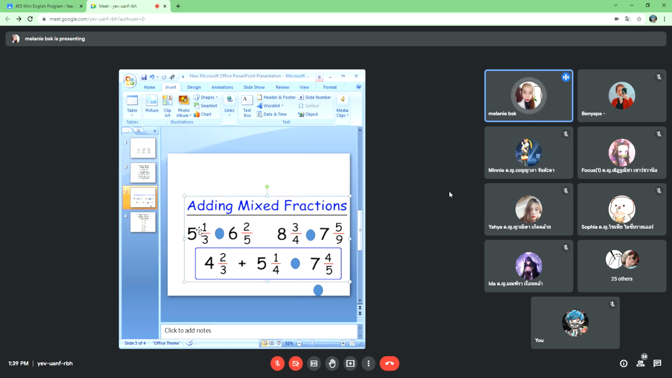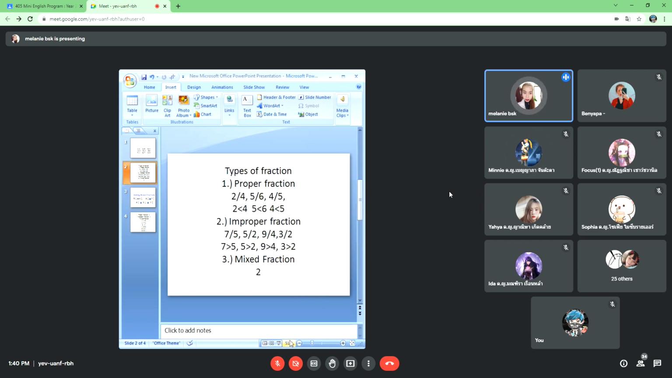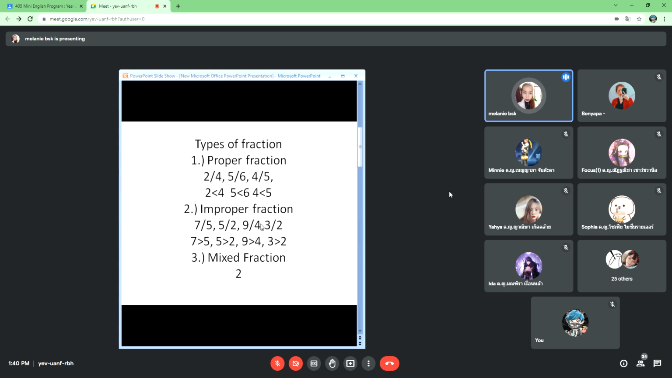We have this one. 5 and 1/3 is a mixed fraction. 6 and 2/5 is a mixed fraction. 8 and 3/4 is a mixed fraction. Do you understand? Yes. Okay, so mixed fraction is easy, not like the proper fraction and the improper fraction, because I know some are a little bit confused with the proper and improper fraction.